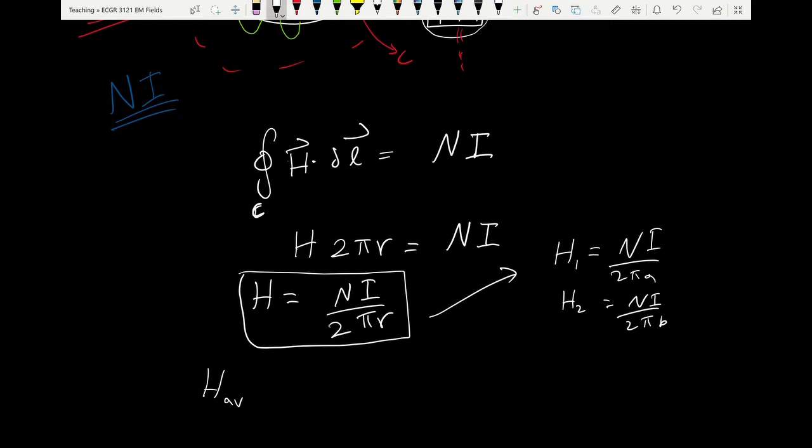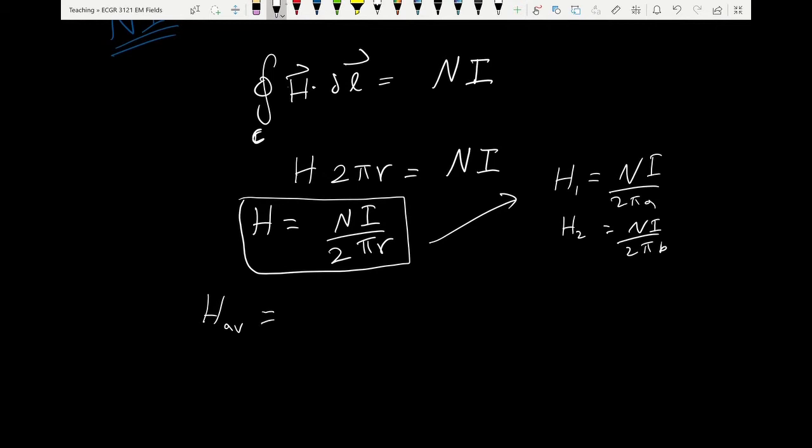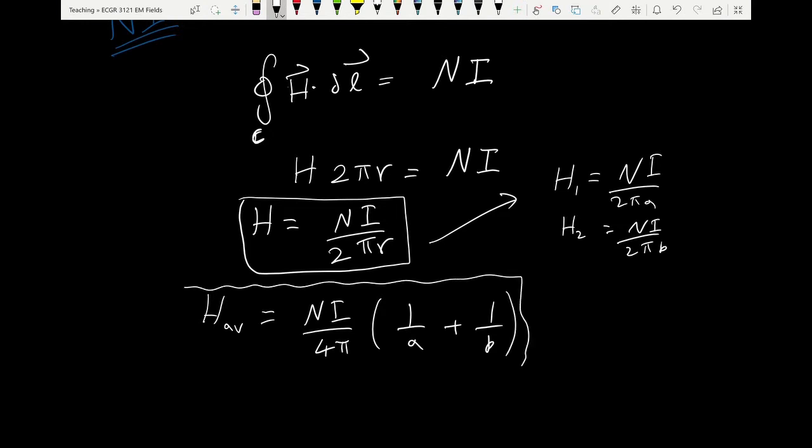Typically what people do is they're interested in the average field. They assume that that's sometimes easier to calculate, and assume that there's an average field inside the toroid instead of dealing with a spatially varying field. You assume there's some average constant field. So constant field, that's the average of the field inside. And one way of averaging is taking the smallest amount of the field plus the other extreme and dividing it by 2. That's the average, right? So H average would be NI over 4 pi, 2 turned into 4 because I divided it by 2, times 1 over A plus 1 over B. So this is also a useful expression that you would see.